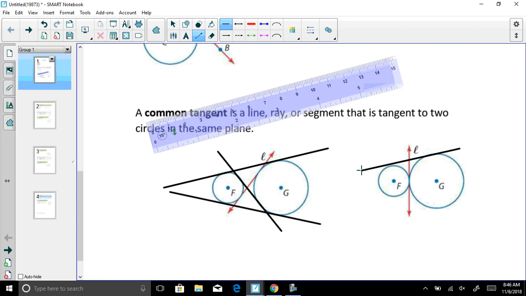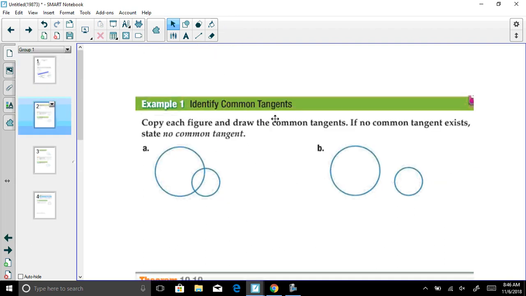Okay. Of course, you could have one that would go through like this. Let's adjust a little bit. So that'd be a common tangent. Of course, you can go the other way. I think that'd be the only ones we could have there on F and G. So it's good practice to try that.